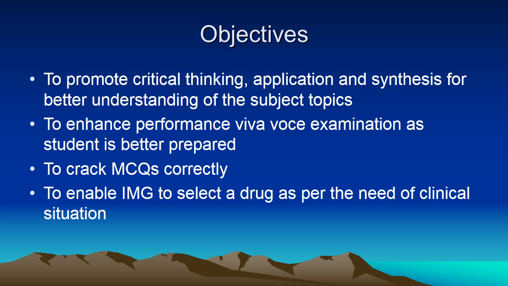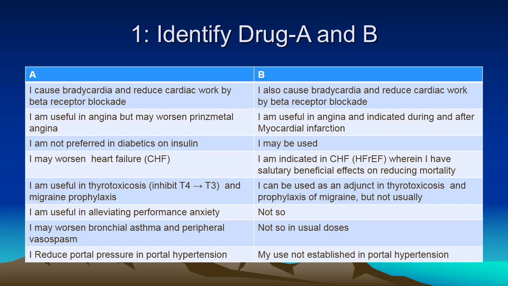We shall go ahead with edition 3. Objectives are the same: to promote critical thinking, to crack MCQs, and enable IMGs to select a particular drug as per the need of the clinic. Identify drug A and B based on their profile. I cause bradycardia and reduce cardiac work by beta receptor blockade. I also cause bradycardia and reduce cardiac work by beta blockade. So they are the common mechanisms.